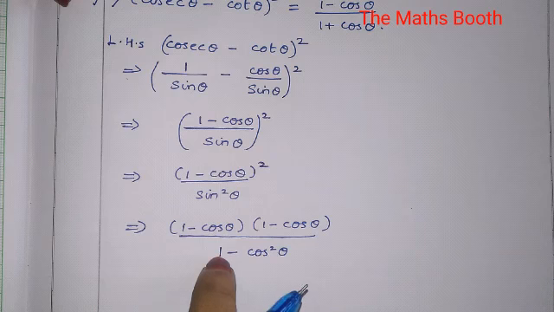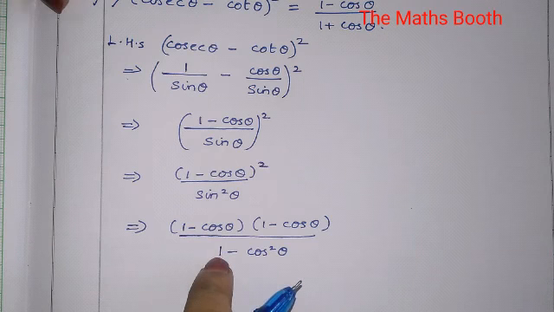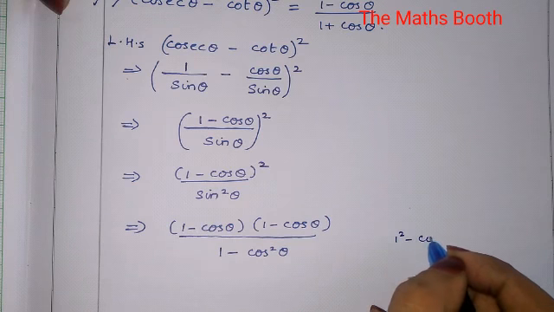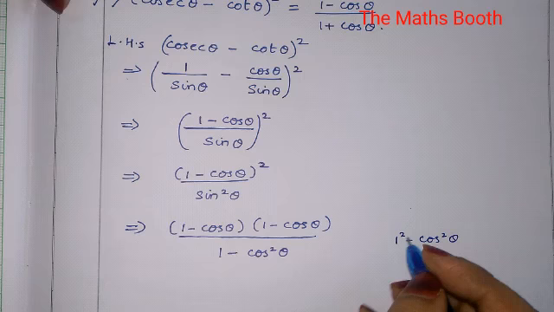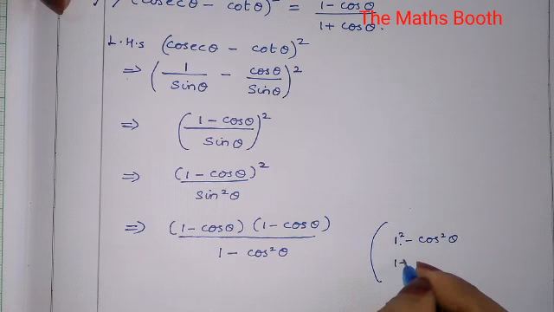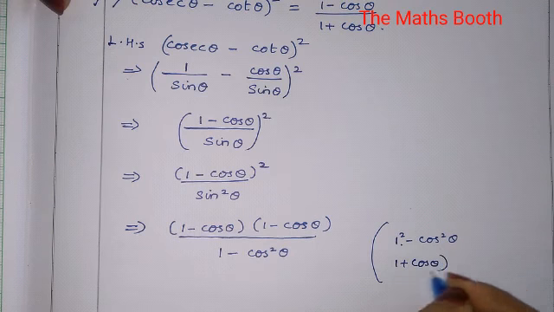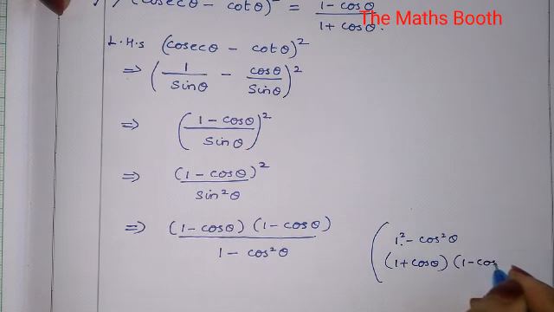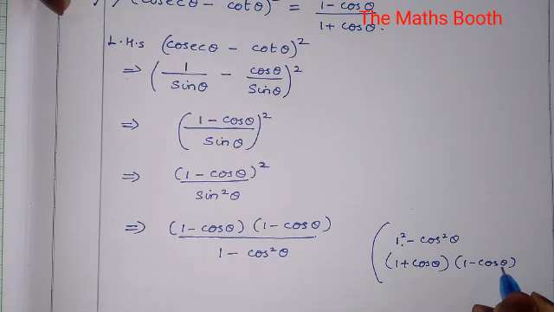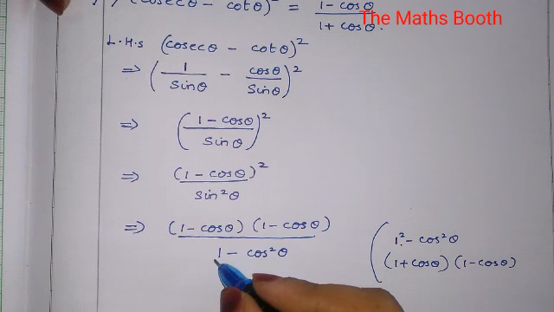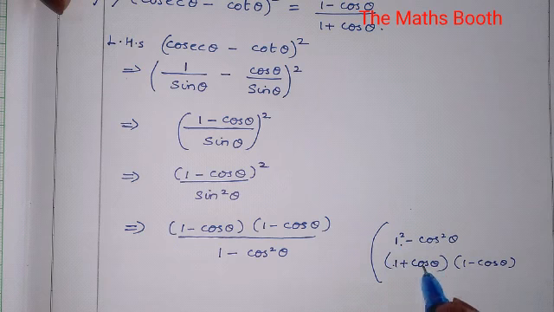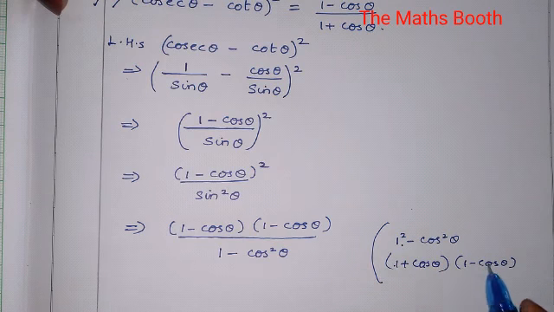So we know that 1 is nothing but 1 square. So 1 square minus cos square theta. A square minus B square is nothing but (A plus B)(A minus B). So 1 square minus cos square theta, I have written (1 plus cos theta)(1 minus cos theta). 1 we will consider as 1 square. So A square minus B square is (A plus B)(A minus B). We have learned this formula identity.